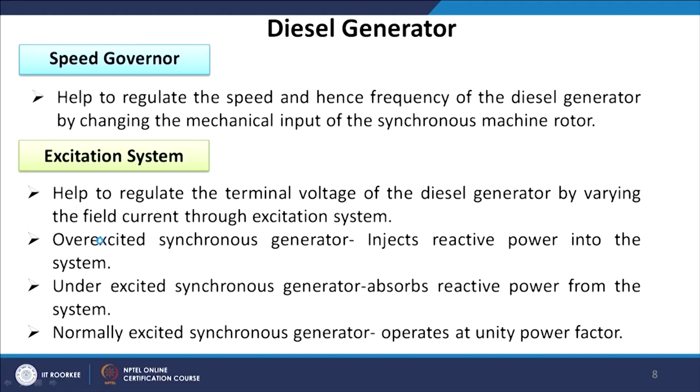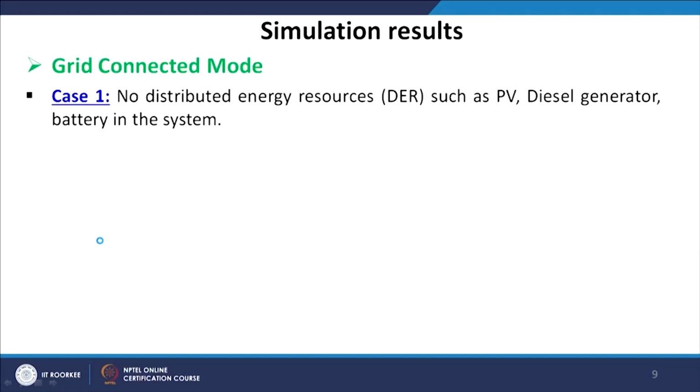An overexcited synchronous generator injects reactive power into the system. When it is underexcited, it absorbs reactive power from the system, and a normally excited synchronous generator operates at unity power factor.